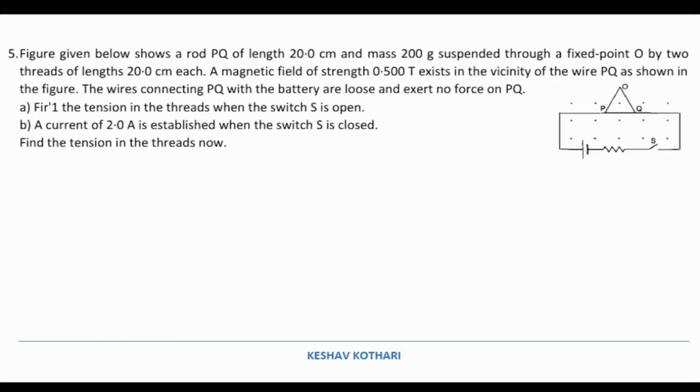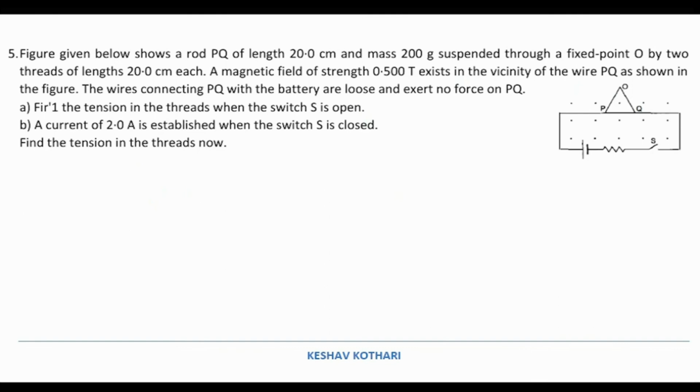So over here the question is saying: the figure given below shows a rod PQ of length 20 centimeter and mass 200 gram suspended through a fixed point O by two threads of length 20 centimeter each. A magnetic field of 0.5 Tesla exists in the vicinity of the wire PQ as shown in the figure. The wires connecting PQ with the battery are loose and exert no force on PQ.